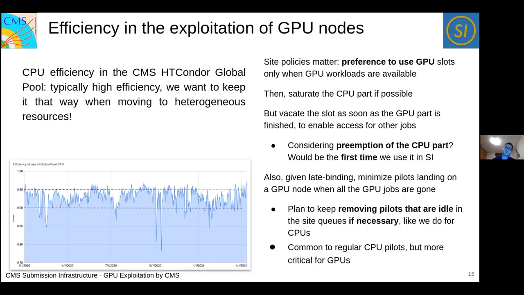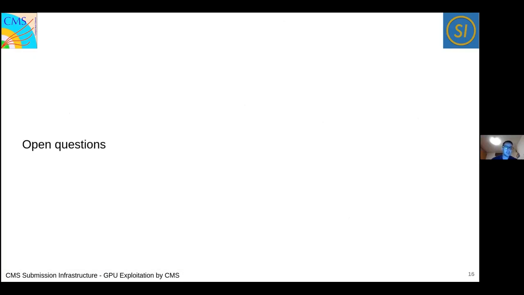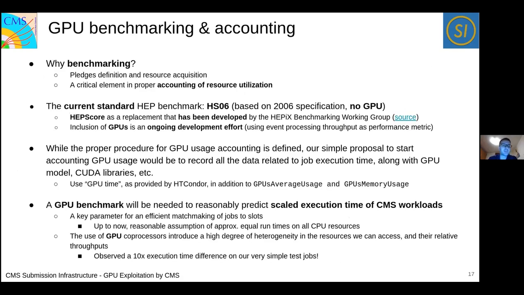Another thing we plan to keep doing is to remove pilots that are idle for sites if necessary, like we do for CPUs. There are a couple of open questions. One is about benchmarking and accounting. Benchmarking, of course, is important and is already used. We have the HEP-spec 06 that is currently used for CPUs, and it's used for pledge definition for resource acquisition, so for sites to decide which resources to buy. It is a measure of how efficiently a CPU is able to process high energy physics workload.